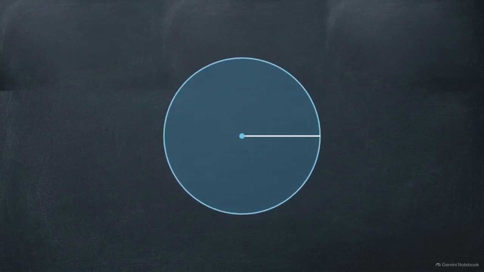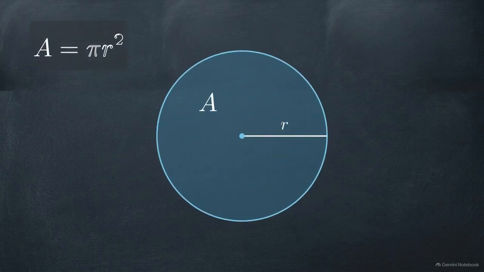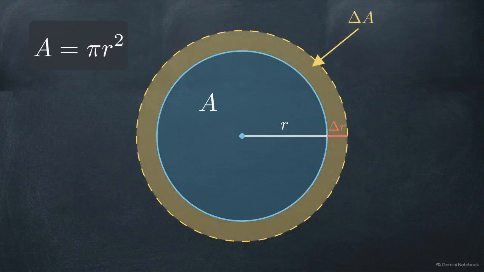Apply this logic to the pond ripple. Here is the expanding circle, with radius r and area A. Instead of time, we ask a geometric question. If the radius increases slightly, how much new area is created? This relationship is A equals pi r squared.